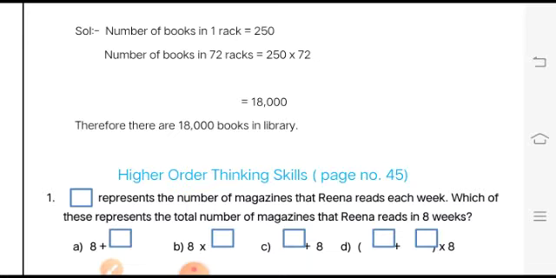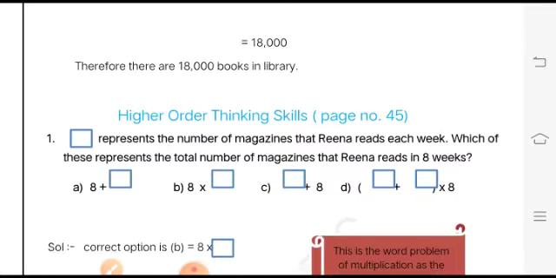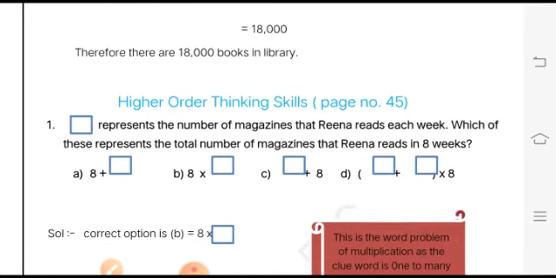Only these two parts are to be done from question number 5. Next is higher order thinking skills. It's on page number 45, and this is book work. Only the correct options are to be tick marked. Here you can see the first question is, the box represents the number of magazines that Rina reads each week. Which of these represents the total number of magazines that Rina reads in 8 weeks?